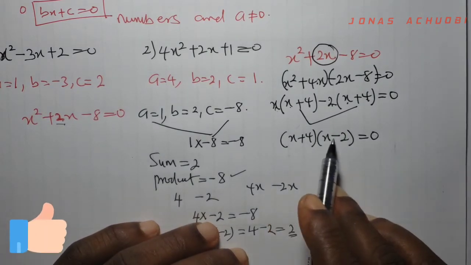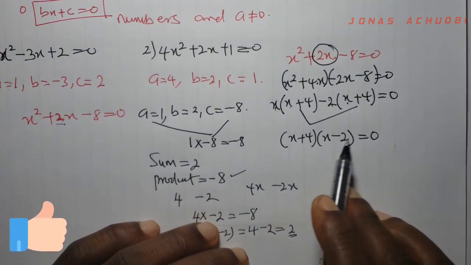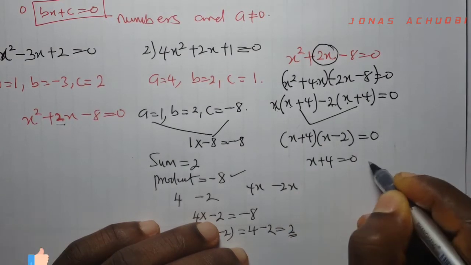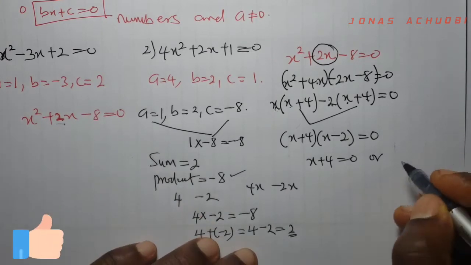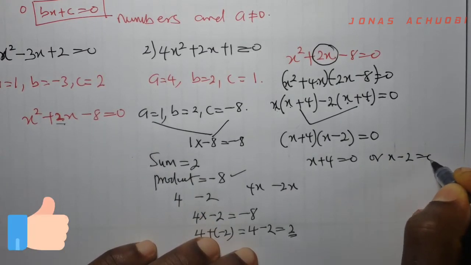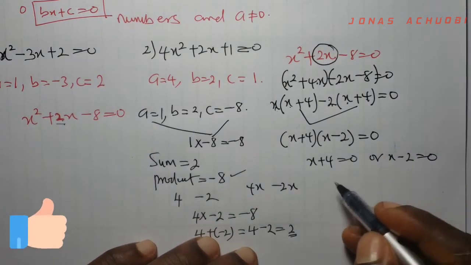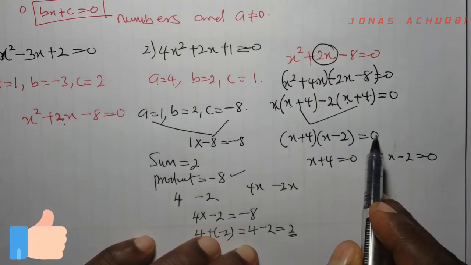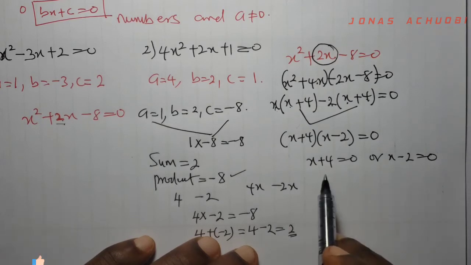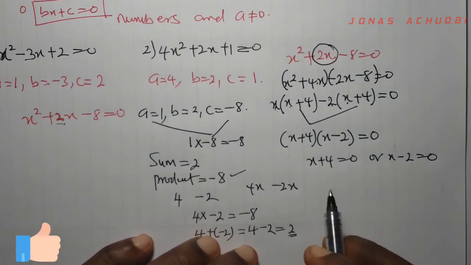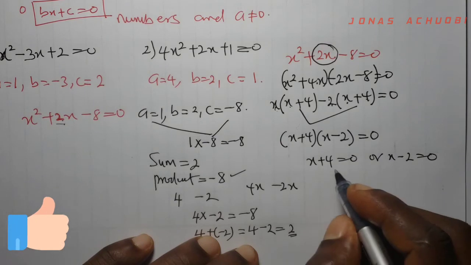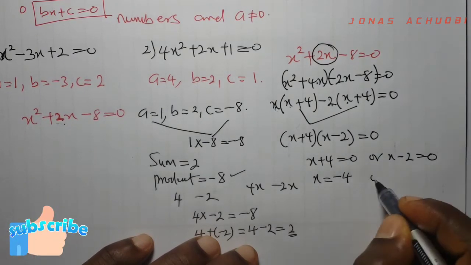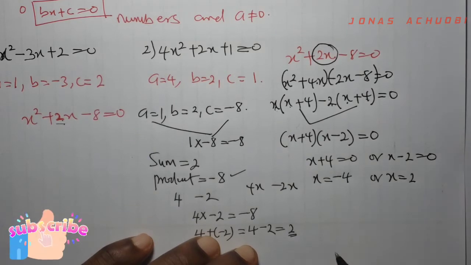Now this bracket times this other bracket is equal to 0. This can only be 0 if the first one, x plus 4, is 0, or the second bracket, x minus 2, is 0. And this is called the principle of zero product, that the product of two numbers can only be 0 if either of them is 0, or both of them are 0. So if we now solve this, from the first one we have that x is equal to negative 4, or x is equal to 2.